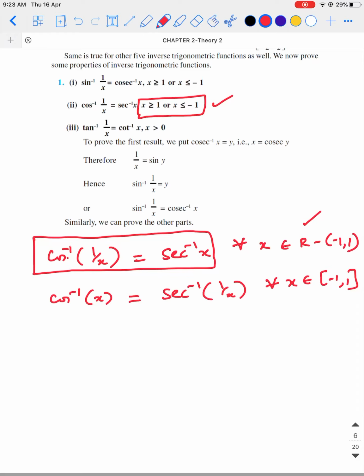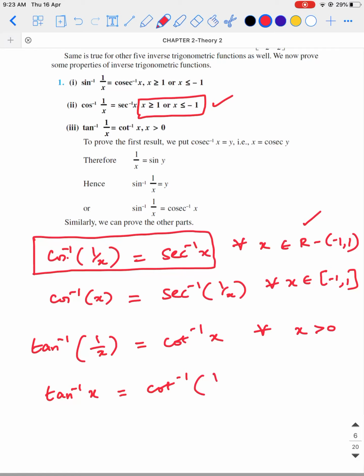Similarly, tan inverse of 1 by x will be equal to cot inverse of x for all values of x greater than 0. Similarly, what you can say is tan inverse of x is also equal to cot inverse of 1 by x. This is also applicable for all values of x greater than 0. So please have this in your mind.